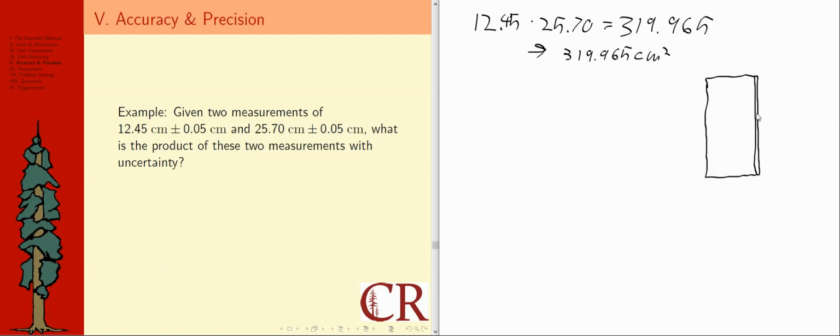Then I'm adding an area there, right? That would be an area of 0.05 centimeters, and I'm going to keep the units here just to keep this all straight, multiplied by the other length, which was the longer 25.7 centimeters. So that's something I can put into my calculator. And my calculator says 1.285 centimeters. Actually, that should be centimeters squared, tracking the units. That's why I did that.